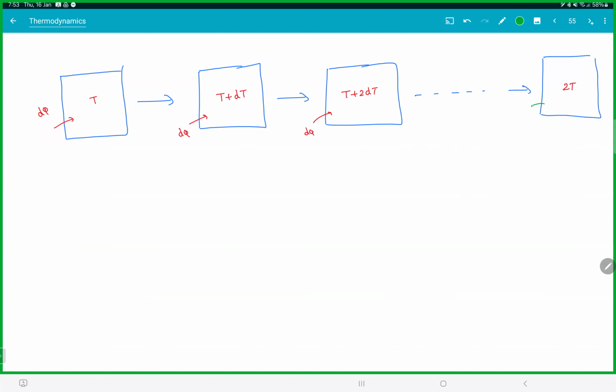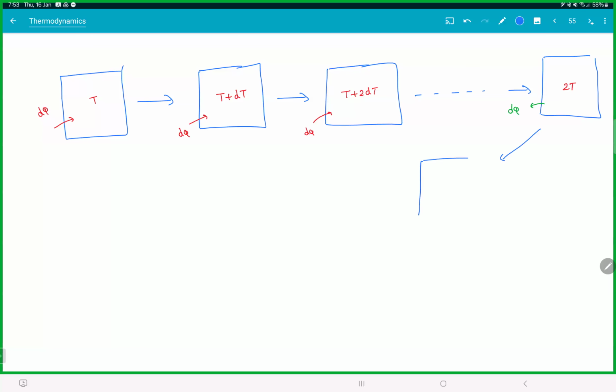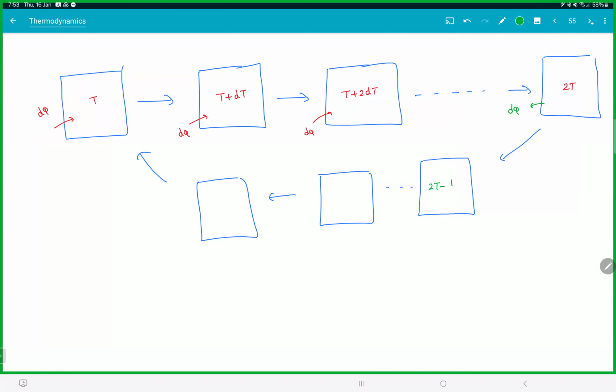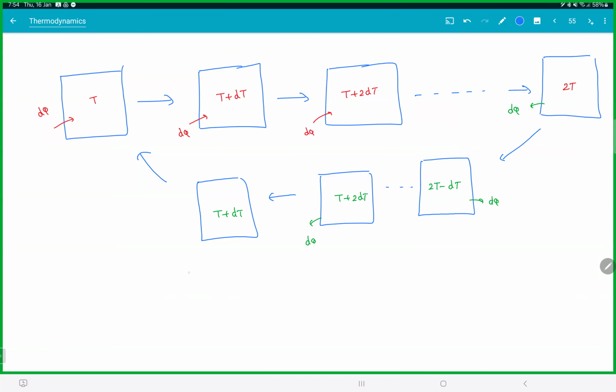The same way, when you want to cool it down, remove heat dq. This will be 2T minus dT. Sorry, T plus 2dT. Remove dq. T plus dT, and you're back. These kinds of processes are called quasi-static processes.